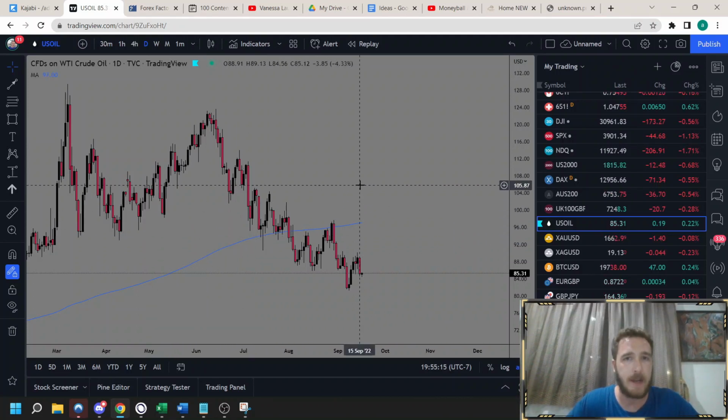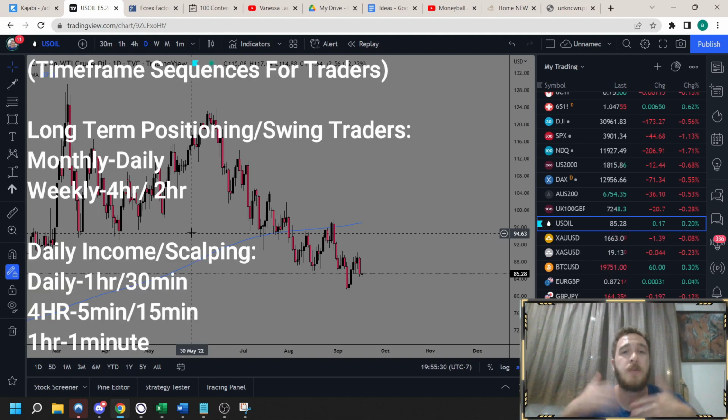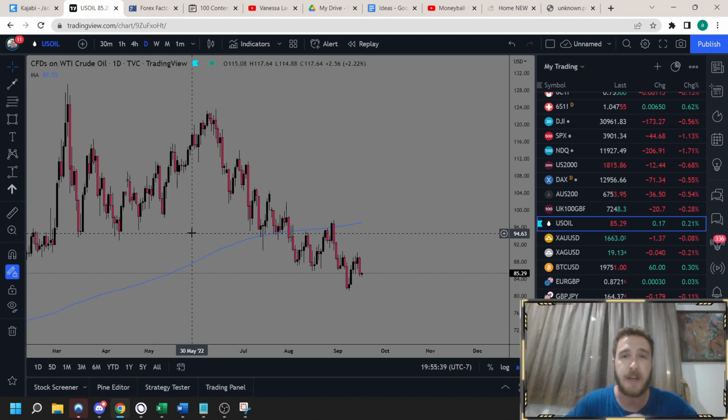The first thing that we've got to do when we get into a brand new chart is start with our higher time frame. We need to understand where price is and what the price action is doing on that higher time frame. There are going to be different time frame sequences, and I am going to show them on the screen for different types of traders. Some traders want to do daily income trading, some want to do scalping, looking for quick trades, while other people want to be swing trading. This can all be done with different time frame sequences.